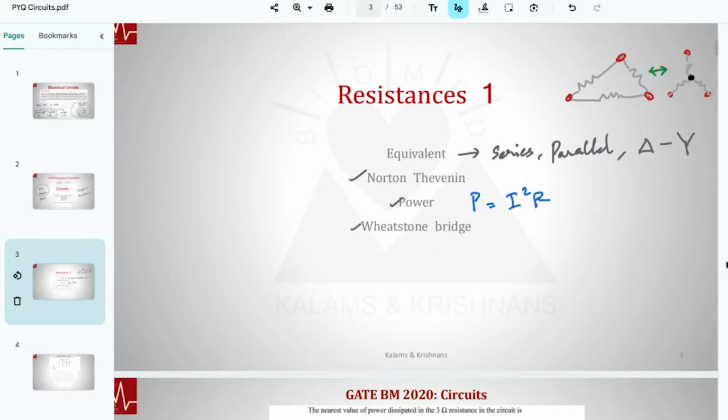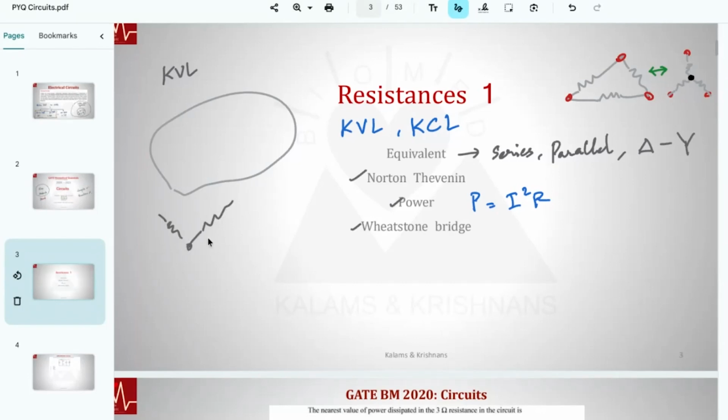You have to know a few other things. That is basic circuit laws. Kirchhoff's voltage law. Kirchhoff's current law. Okay. This is KVL, right? In a closed loop, increases and decreases in voltage add up to 0, right? KCL, if you take a part of a circuit, the net current entering and exiting is 0, right? What enters this boundary should be what exits.